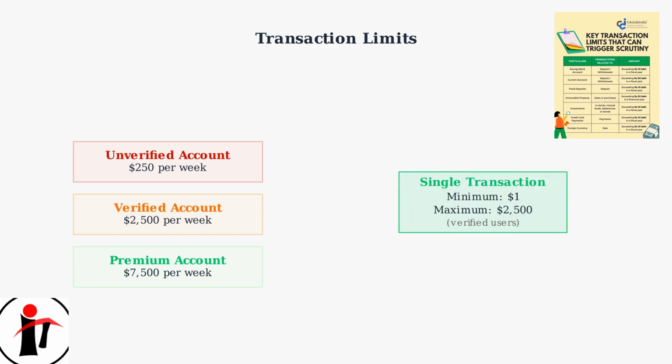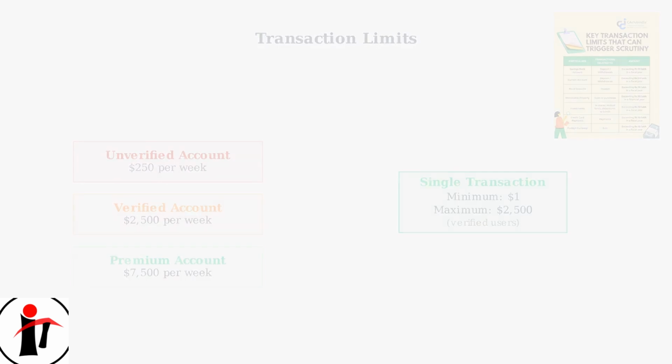Individual transactions also have limits. The minimum transaction amount is $1, while verified users can send up to $2,500 in a single transaction. Security is crucial when handling Bitcoin transactions. Let's explore the essential security features and best practices.